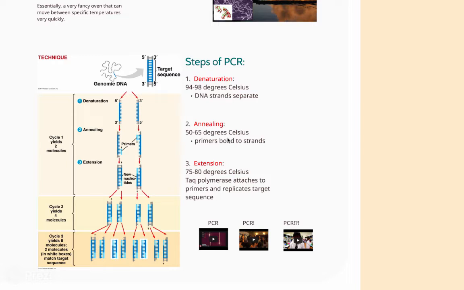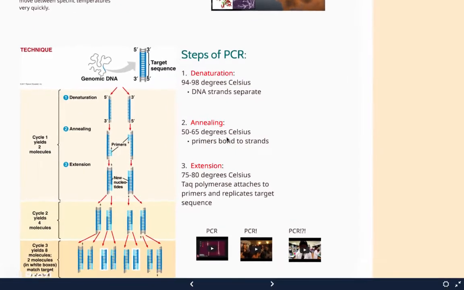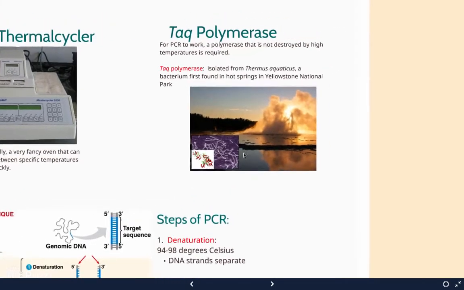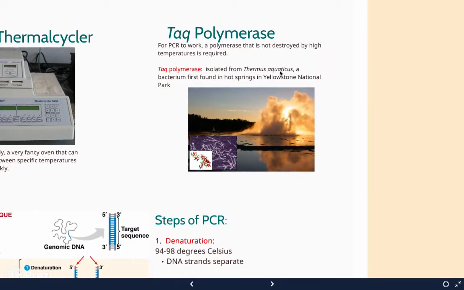The polymerase is the more sensitive molecule in there, because it's an intact protein that we're hoping works. What happened was they went into the hot springs at Yellowstone and found a bacterium, Thermus aquaticus, that lives in hot water, hence the name. And they found the Thermus aquaticus polymerase. That's why it's called Taq. So the Taq polymerase is stable at hot temperatures.